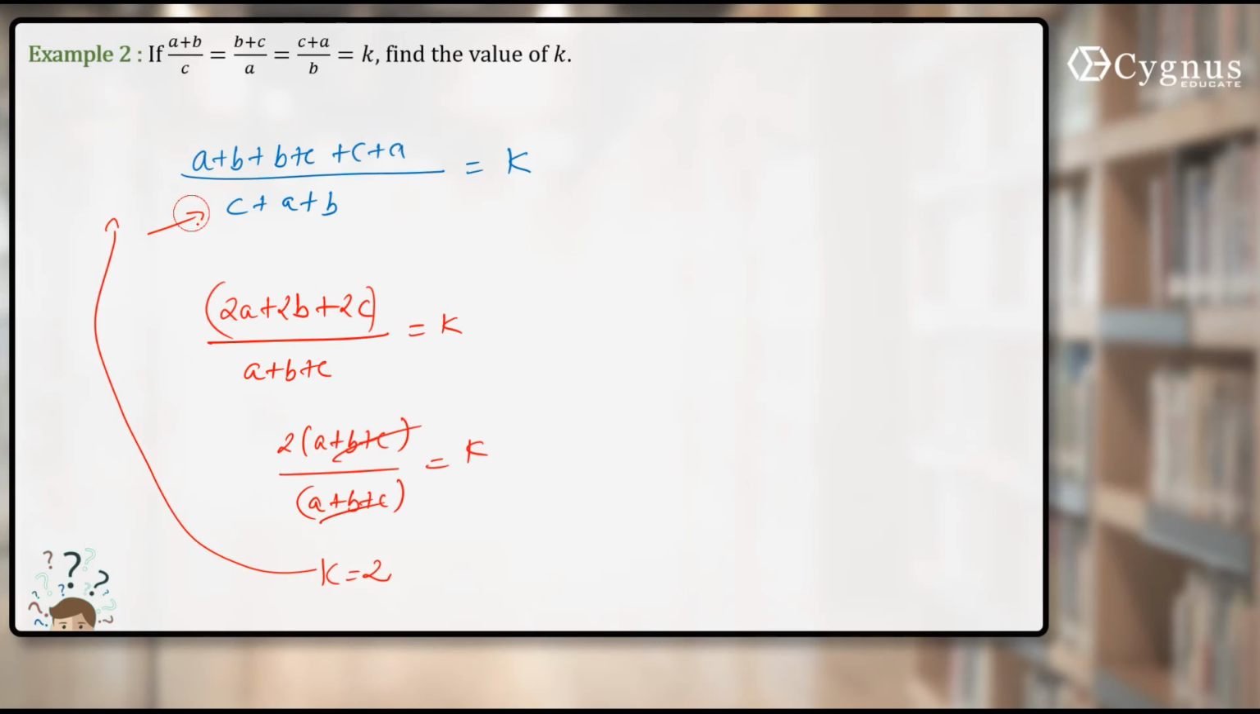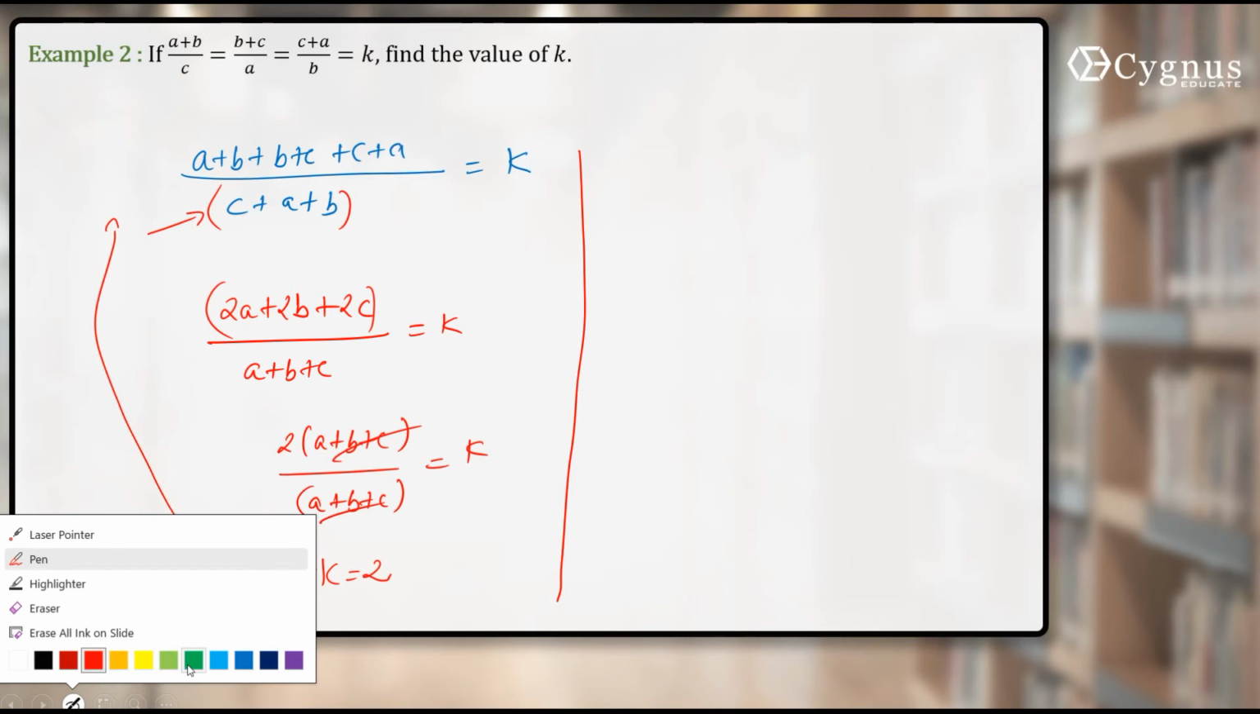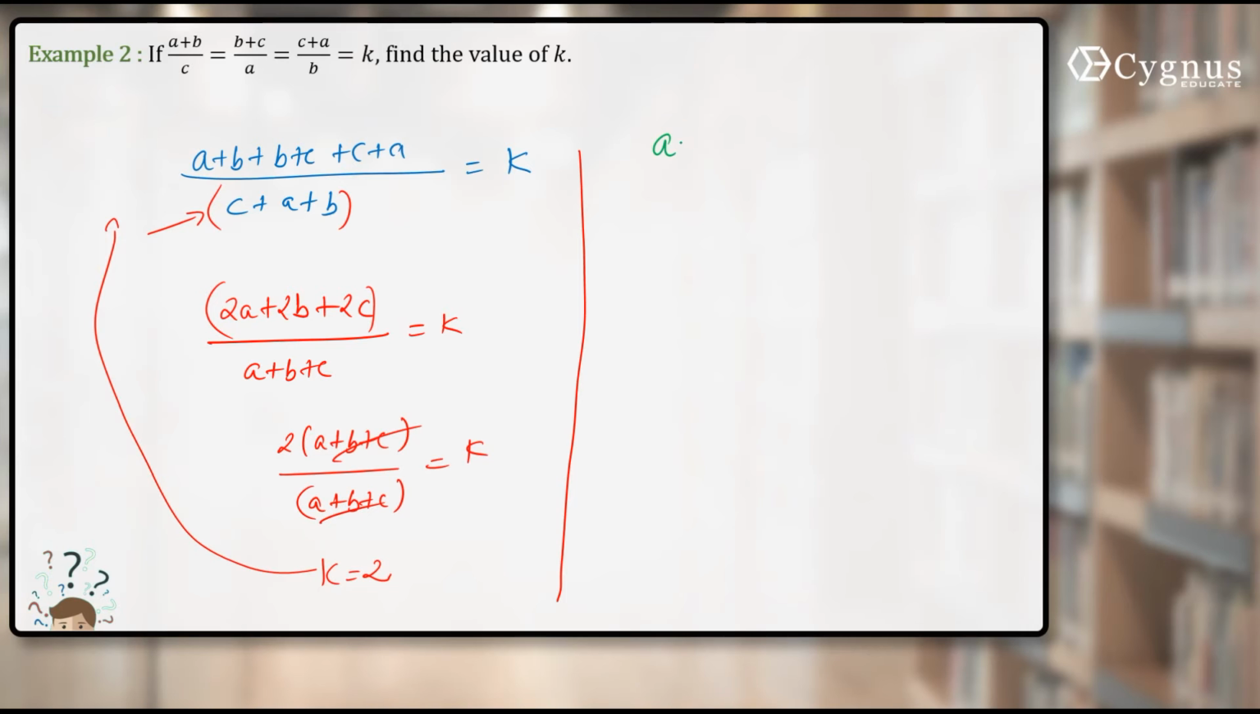But do you remember that restriction? What was that restriction? The denominator should not be equal to 0. If a plus b plus c is not equal to 0, the answer for k would be equal to 2. What if the denominator is equal to 0? That means if a plus b plus c would be equal to 0, can we say a plus b would be equal to minus c? Now look at this case. You are looking for the value of k, which is equal to (a plus b) by c. And we have proved that a plus b would be equal to minus c. So finally, what do you get? Minus c by c is equal to minus 1.